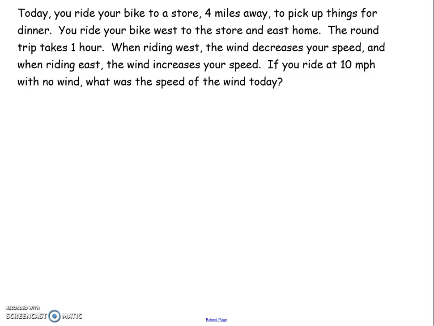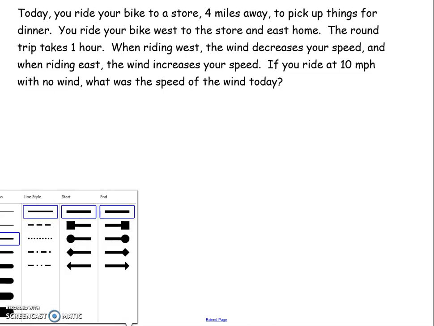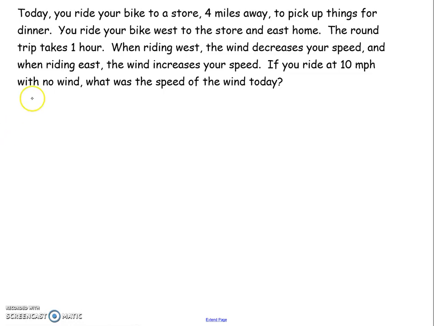If you ride at 10 miles per hour with no wind, what was the speed of the wind today? So this is different because it's not asking us for something happening at the same time. So instead of having our time equal to each other, we have a total time. So we're still going to use the idea of distance equals rate times time. And we still want to focus on time. So I'm still going to solve this for t and say that t is equal to distance over rate.